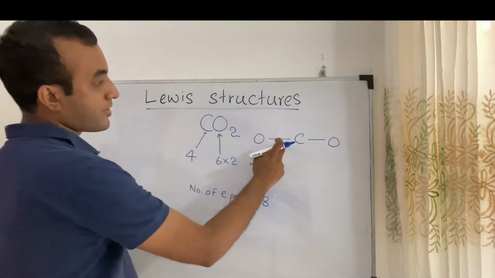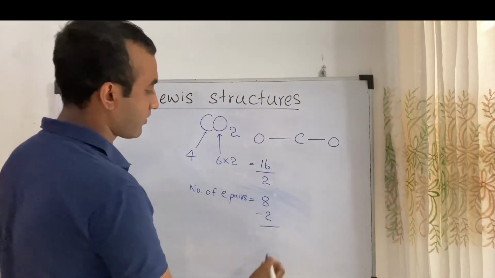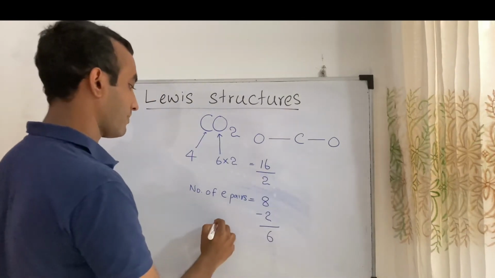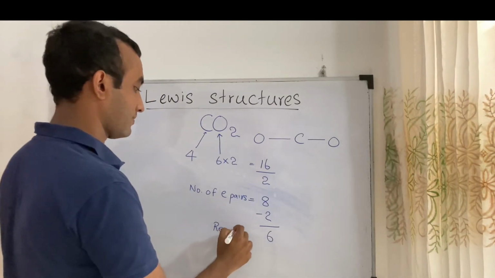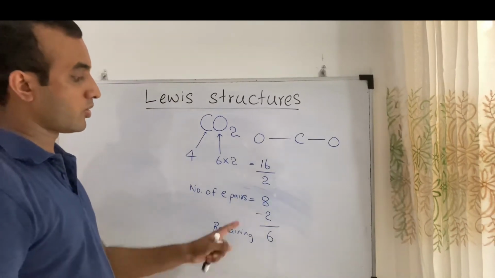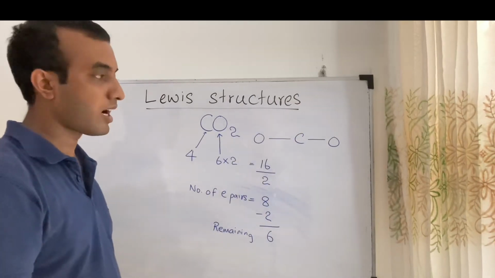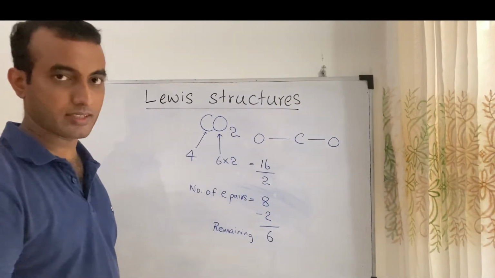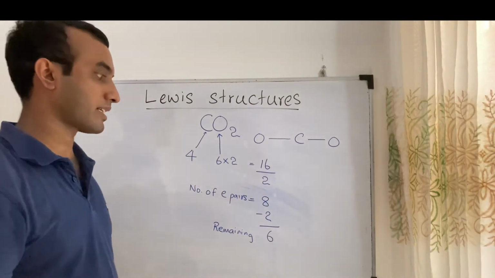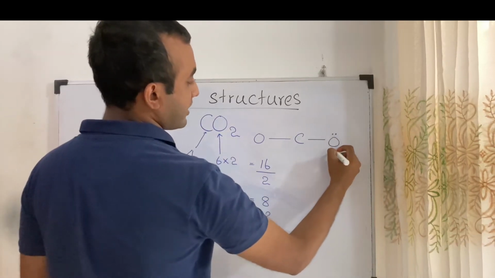Then we have to subtract these 2 bonds from the total number of electron pairs. So we get 6 remaining pairs. So the next step is to distribute these remaining pairs starting from the terminal atoms until the octet is fulfilled. So octet is 8 number of electrons. So let's start distributing this.